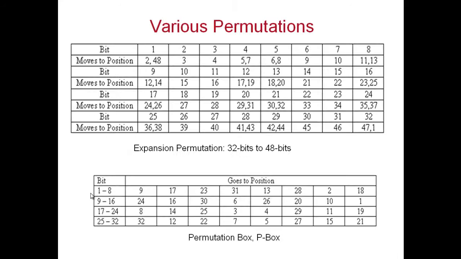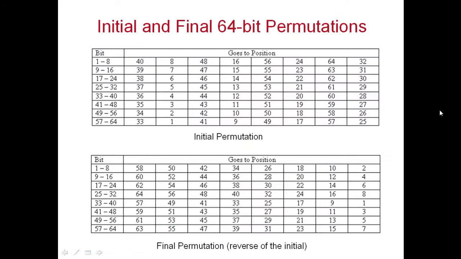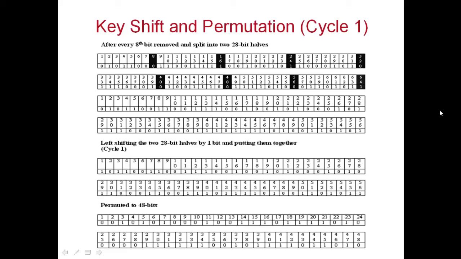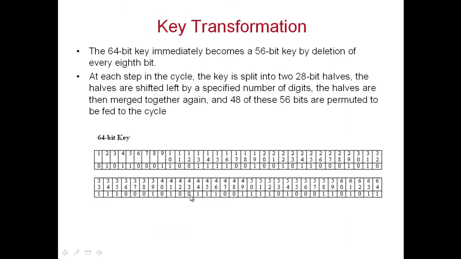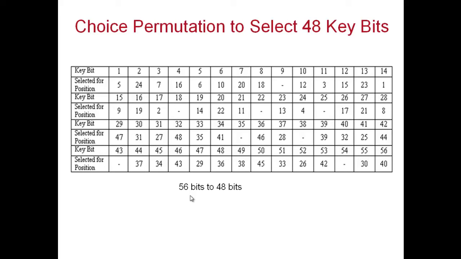So once they shift, as they show here, the keys are shifted, and then it goes to a permuted choice kind of permutation where the 56 bits are reduced to 48 bits. So what happens is this. That permutation happens like this. The 56 bits are reduced to 48 bits according to, let me show you the table for that. Okay, so this is a choice permutation that reduces the 56 bits to 48 bits.